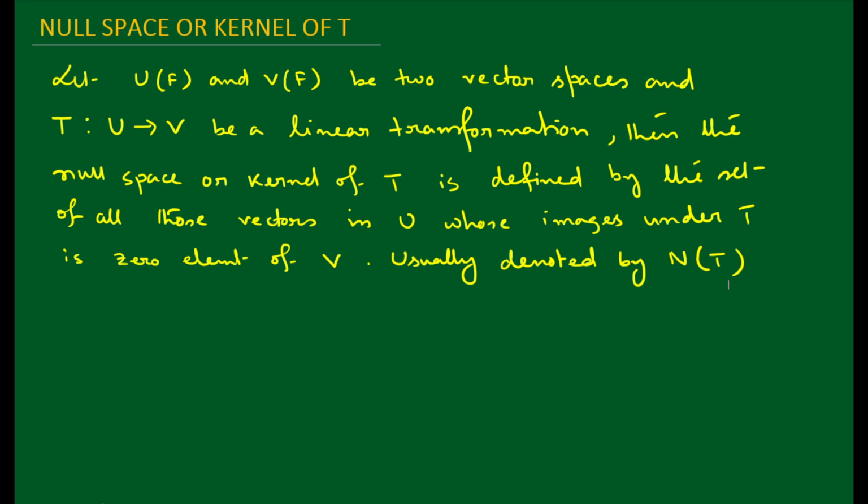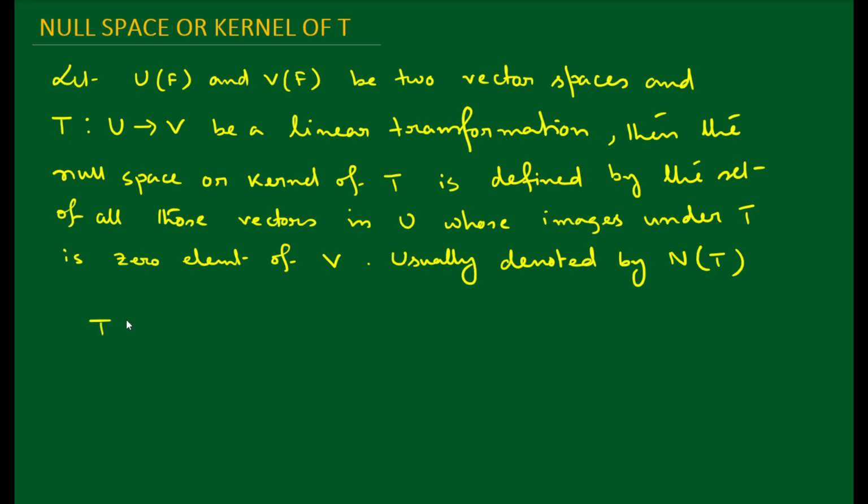Now for null space, first you have to take two vector spaces U and V. Okay, U and V are two vector spaces over the same field F. And after that we have to take a linear transformation. So I think you have gone through this in our last lecture. We learned what is linear transformation. So T is a linear transformation from U to V.